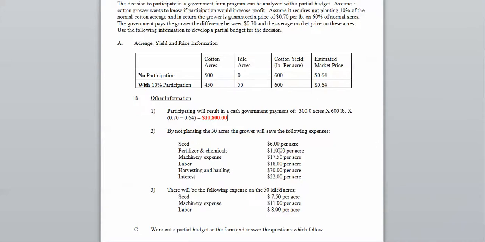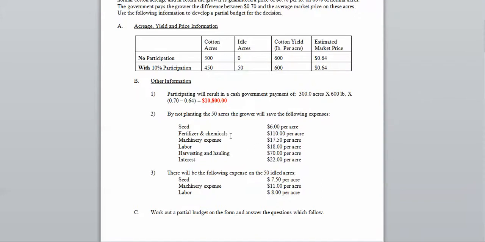By not planting the 50 acres, the grower will save the following expenses: seed, fertilizer, machinery, labor, harvest, and hauling. These are all costs per acre. And we will have the added expense on the idled acres of the following: seed, machinery, and labor. Even though we're taking those lands out of cotton, we're going to be putting them into, it looks like, grass of some sort. And so we're going to seed that grass, and there are expenses with that.